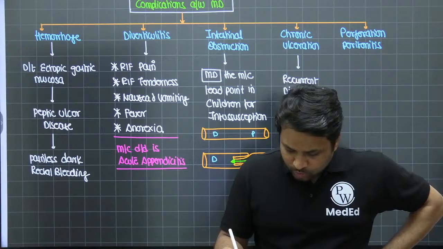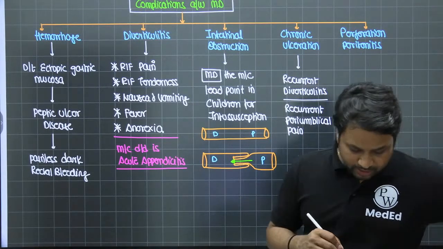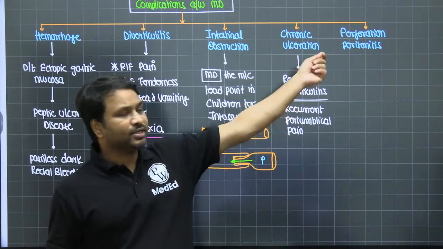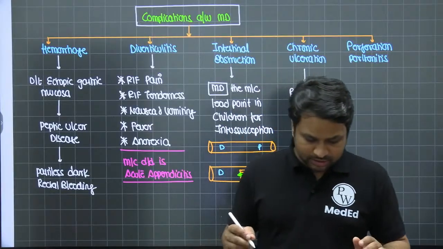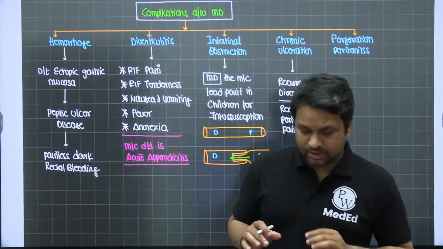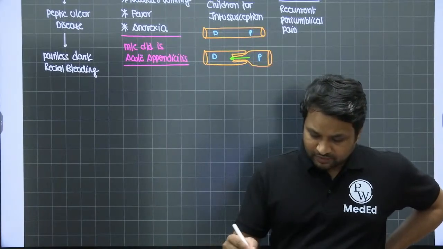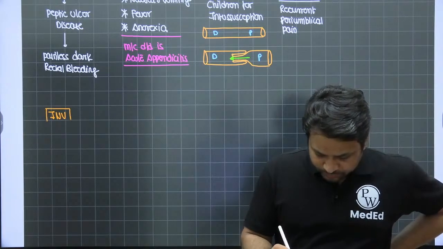It will present with recurrent periumbilical pain. And perforation, obviously, again, that diverticulitis can perforate, resulting in perforation peritonitis. Okay. Now, when we talk about the Meckel's diverticulum, what are the various investigations that I can think about?